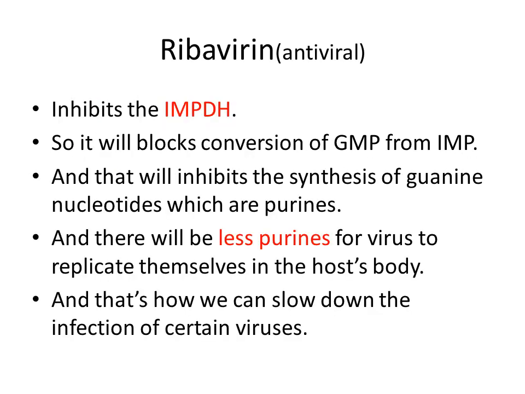The first drug we are going to talk about is Ribavirin, an antiviral drug which inhibits IMPDH. So it will block the conversion of IMP to GMP, and that will inhibit the synthesis of guanine nucleotides, which are purines. There will be less purine for viruses to replicate themselves in the host body. So that's how we can slow down the infection of certain viruses.